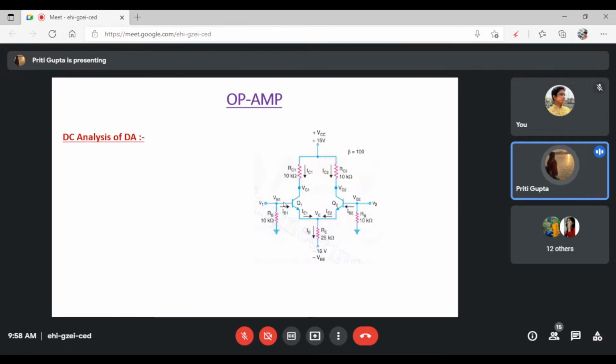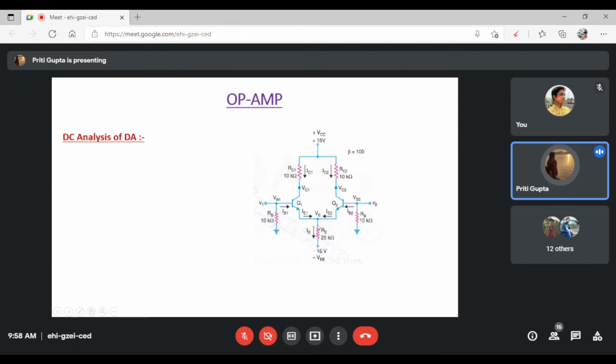So you are getting VE is equal to minus 0.7. Yes or no? Yes, ma'am. So VE is equal to minus 0.7. That we are getting this voltage, this emitter voltage.